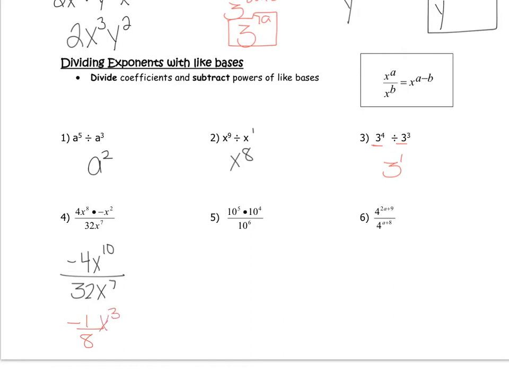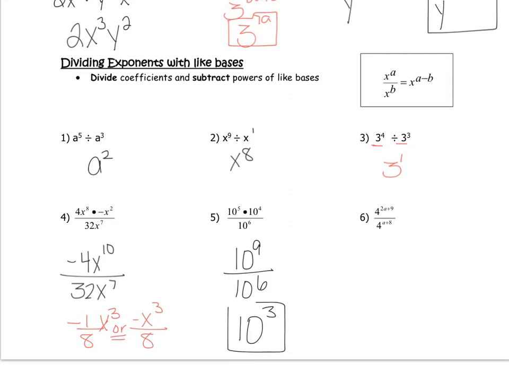You could leave it like that, or you could put x to the 3rd on top with the negative and 8 on the bottom. So either way is the same. You just can't put x to the 3rd in the denominator. Okay, number 5, again be careful, the 10 is the base, so you keep the base, add the powers, over 10 to the 6th. Again, keep the base, subtract the powers.